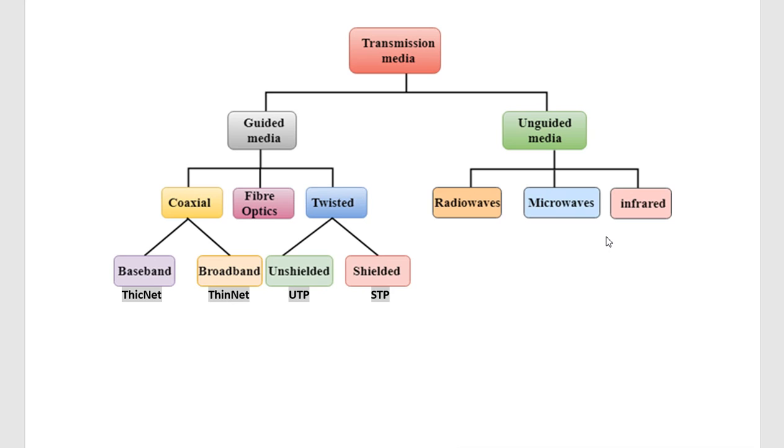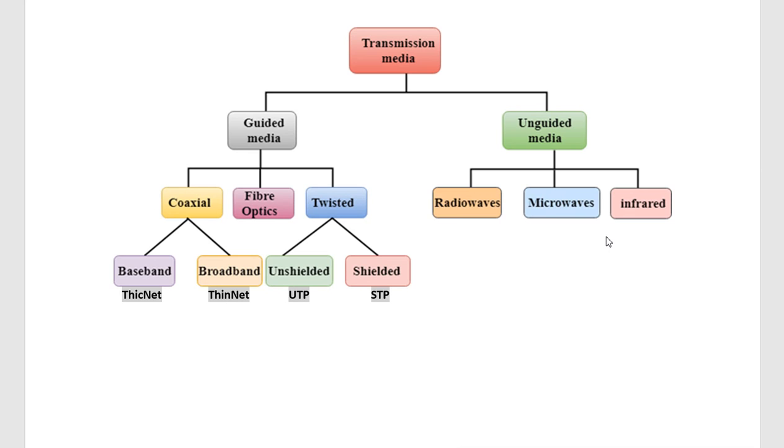And these radio wave or microwave, we have for wireless technology. Now guided media, we have coaxial, fiber optics, and twisted pair. In coaxial, we have two types. We have baseband, which is also called thick net, and broadband, which is also called thin net.